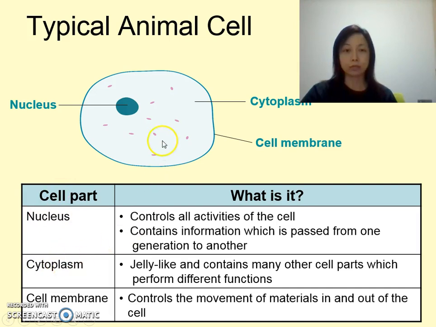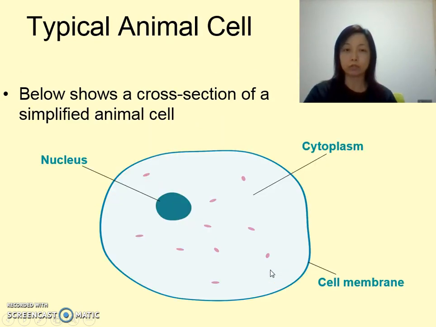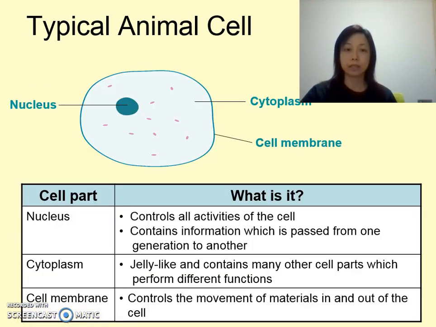Next one, the cytoplasm. Cytoplasm actually fills up the cell and it contains many cell parts that perform different functions. Remember in the last diagram, the cross section, we see that there are many cell parts, and all these cell parts are inside the cytoplasm. Okay, let's go back to the three that we're learning. And the cell membrane. Cell membrane controls the movement of materials in and out of the cell.